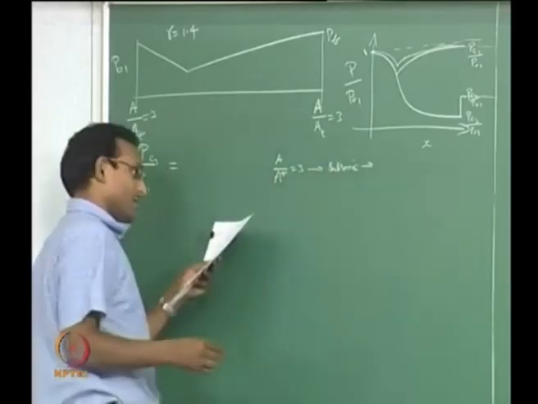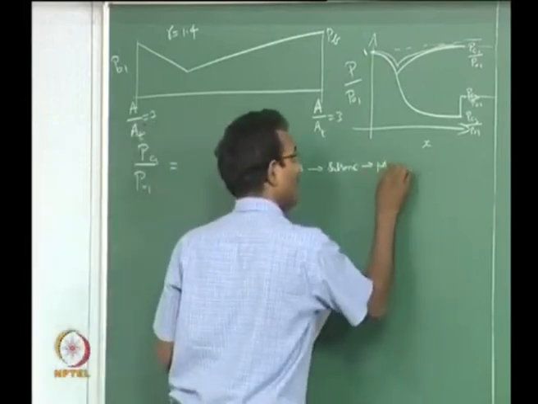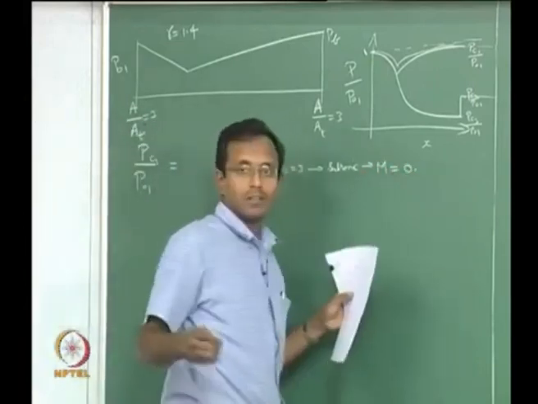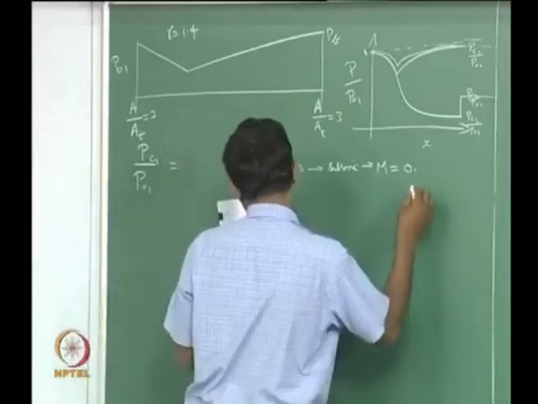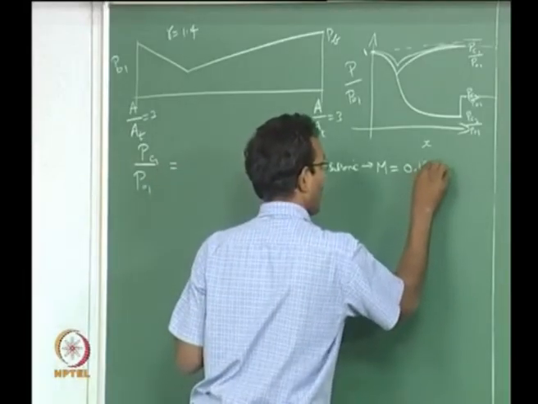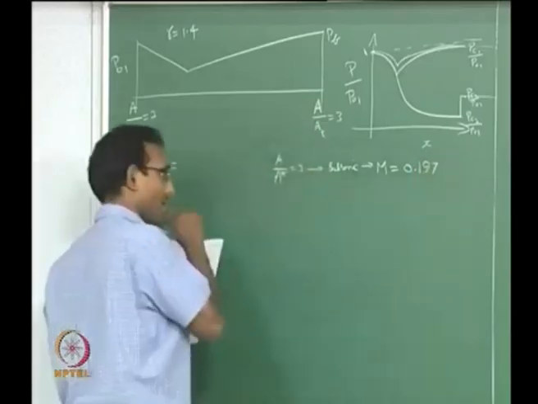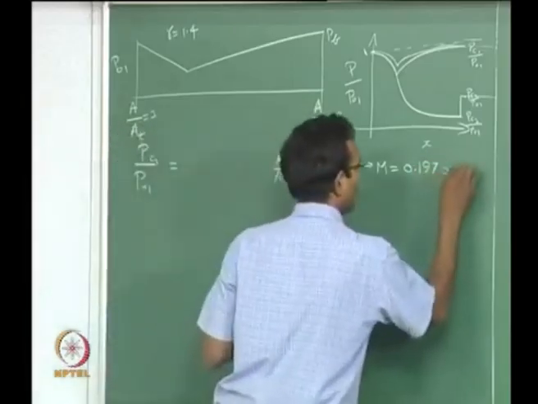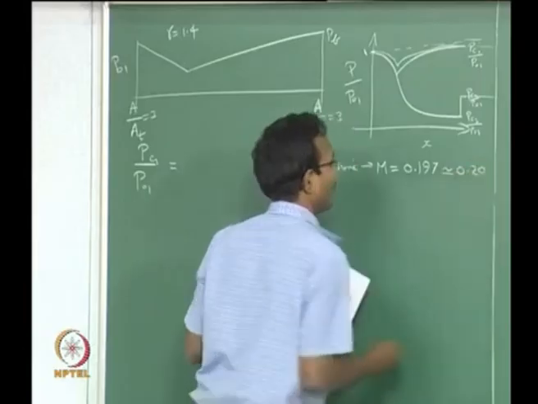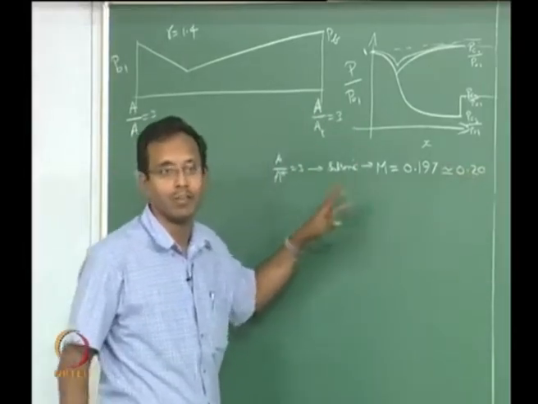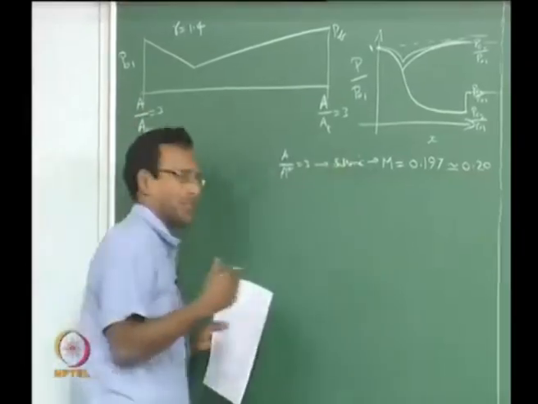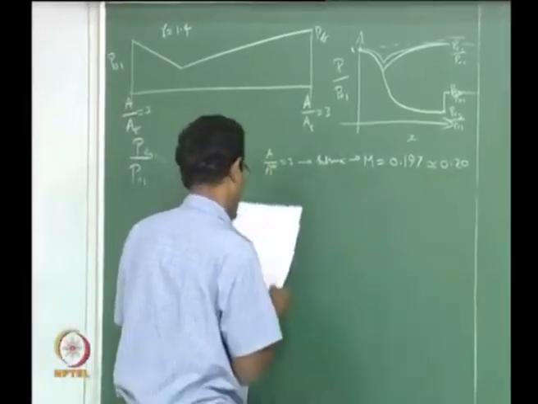That will give me a Mach number from my gas tables or compressible flow tables, isentropic flow tables. I am going to get a value of 0.197, and I am going to approximate it to 0.20 because my tables have accuracy only up to 2 decimals in my Mach number. I wanted to interpolate, but then I found it's too difficult. I will just use 2 decimal accuracy.